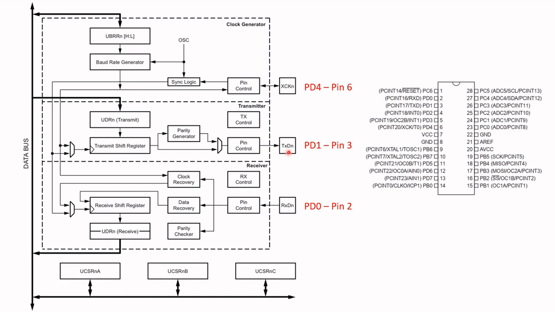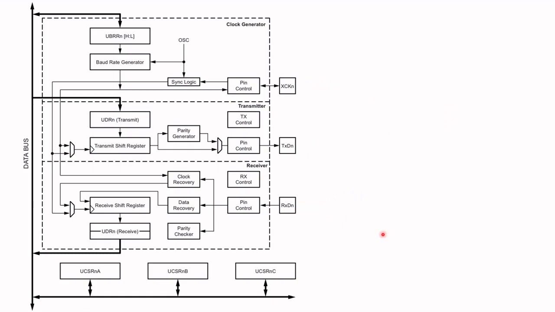Then the TXD, that is the transmitting pin, is on port D, bit 1, pin 3 on the ATmega328, which is this one here. Then the RXD, that is PD0, port D, bit 0, would be pin 2, that is up here.